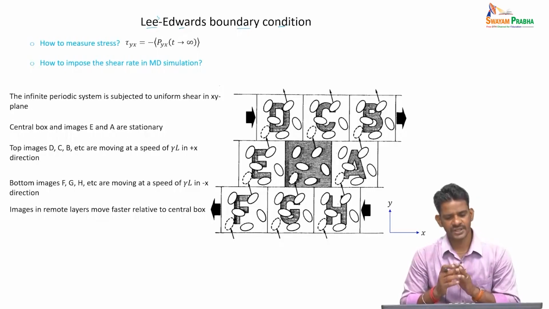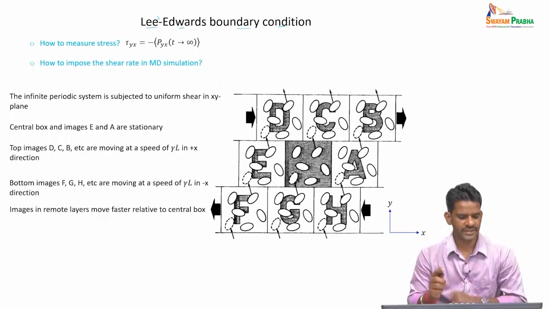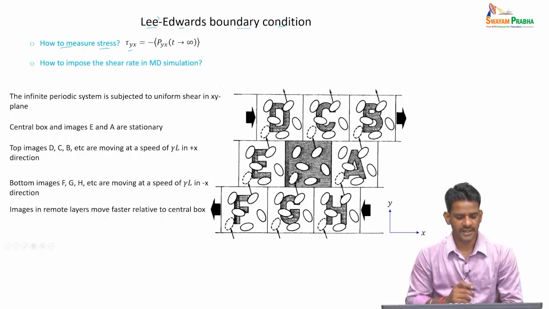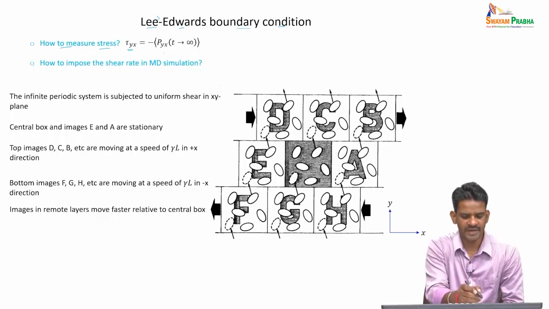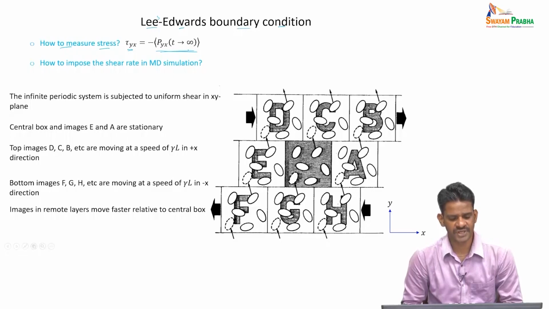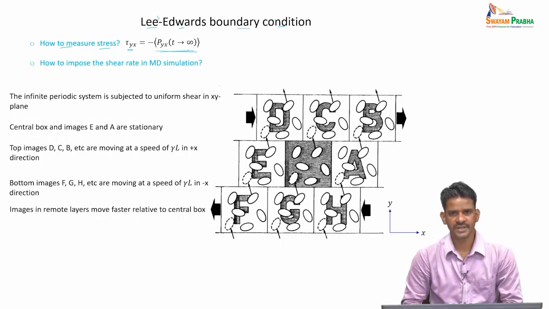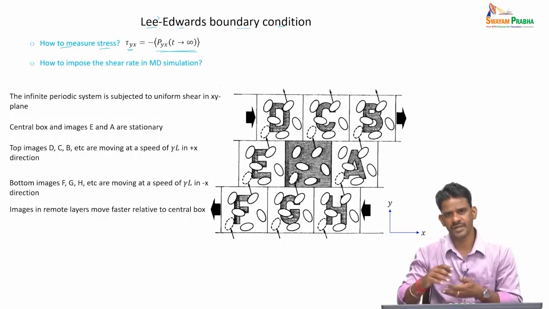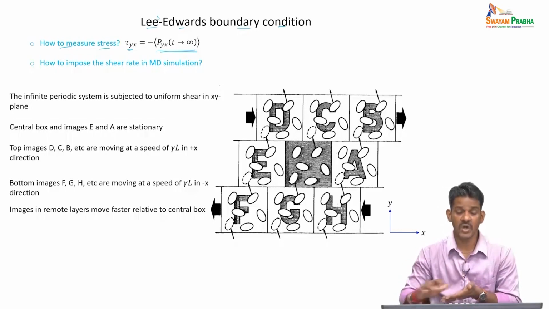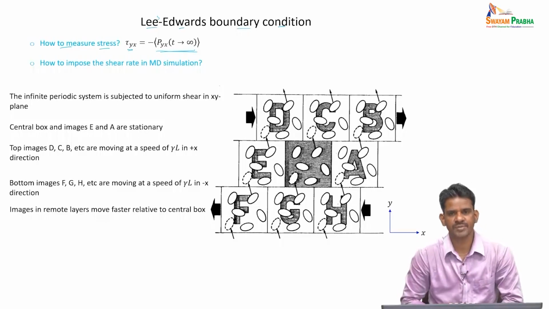So when you do this, there are two things we have to worry about. One is how do we measure the stress in the simulation, and it can be measured by looking at the steady state long time response of the stress tensor in the y-x component as t tends to infinity. That means once the system reaches a steady state and you wait long enough, you measure the equilibrium average of the y-x component of the pressure tensor and take the negative sign of that, which is going to give you the stress.